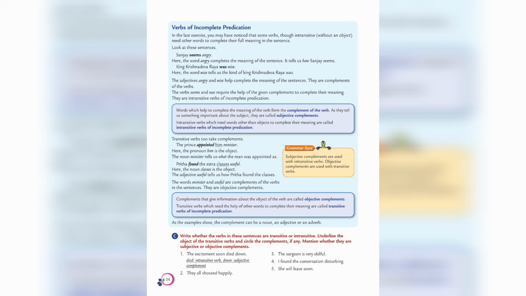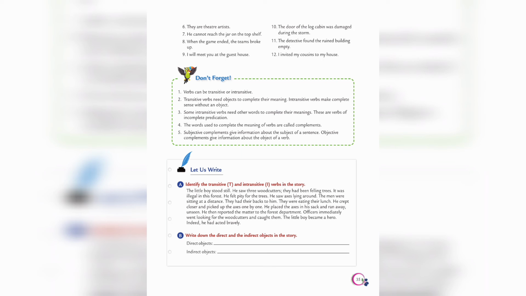As the examples show, the complement can be a noun, an adjective, or an adverb. Grammar bite. Subjective complements are used with intransitive verbs. Objective complements are used with transitive verbs.